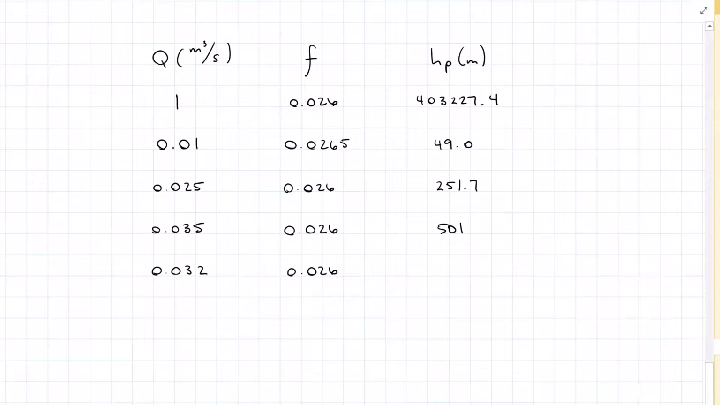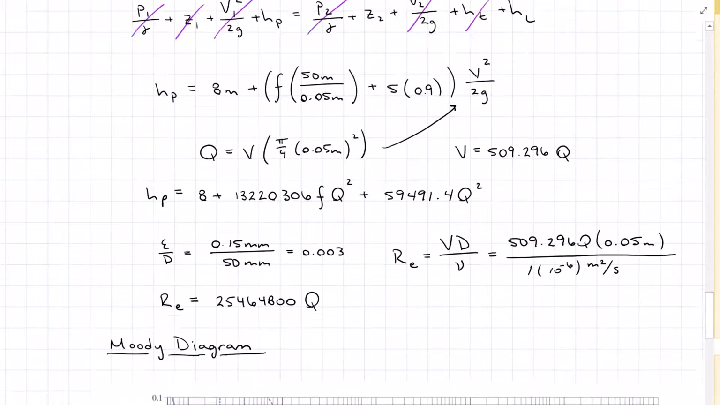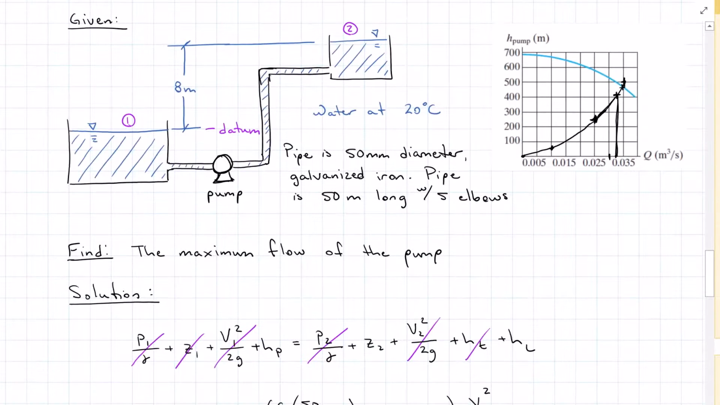0.032. At a flow rate of 0.032, I get a head of about 420. So I've come up here, I've edited my plot a little bit because at that 0.035, we were up here at 500. So that brought up my curve a little bit. And then at 0.032, which is about in the middle of this 0.03 to 0.035, that's about here, 420. So I need something in the middle.